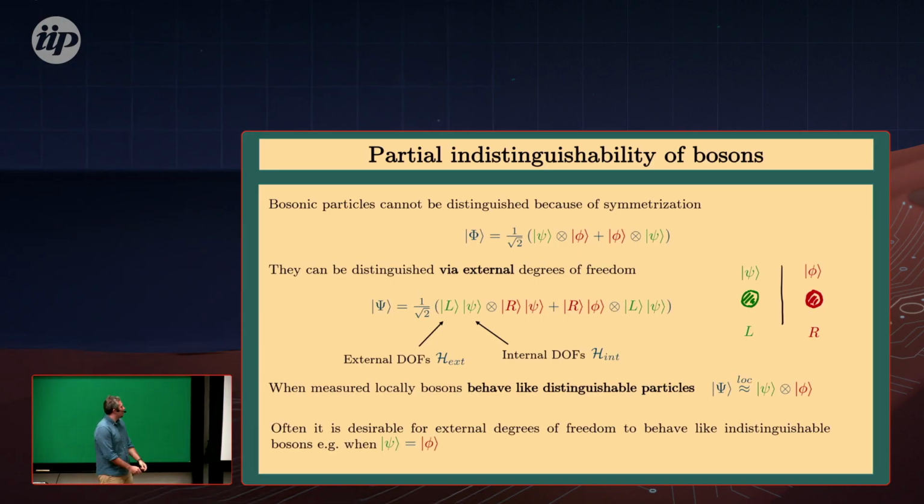But for many applications, it is desirable that in the internal degrees of freedom, like spin or polarization, the states are the same. Then the external degrees of freedom behave like bosonic ones, so you symmetrize.